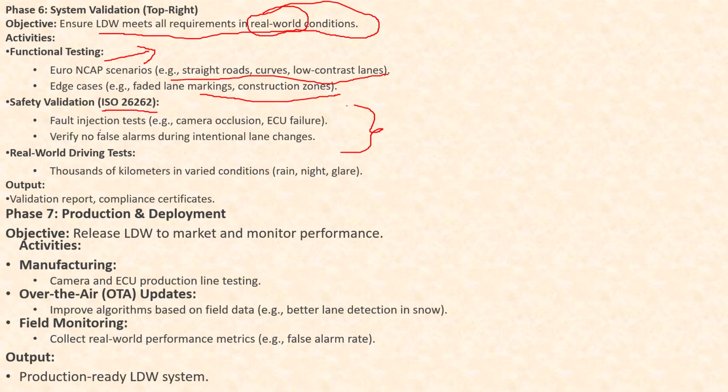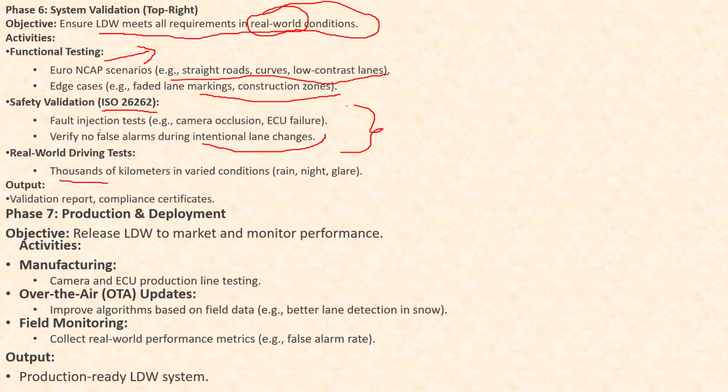And verify no false alarm during intentional lane changes. Now this is very important. If you are intentionally changing the lane, how does the computer know you are intentionally changing the lane? How does it know? Because the driver presses the signal that he is going to the next lane. So once the signal is pressed that he is going to the adjacent lane, then no alarm is required, because the computer or the vehicle understands that the driver is deliberately changing the lane.